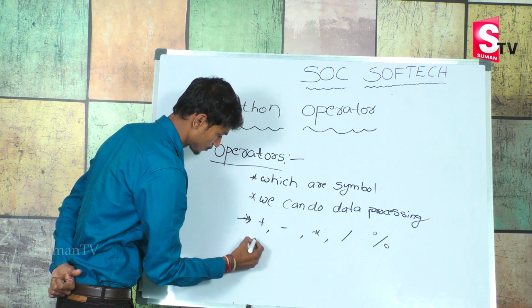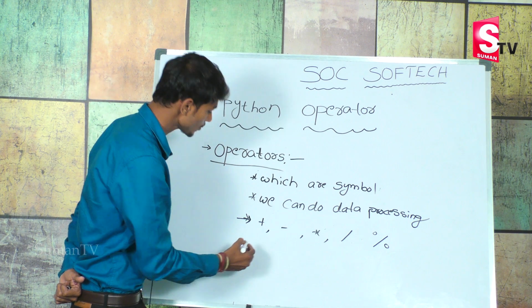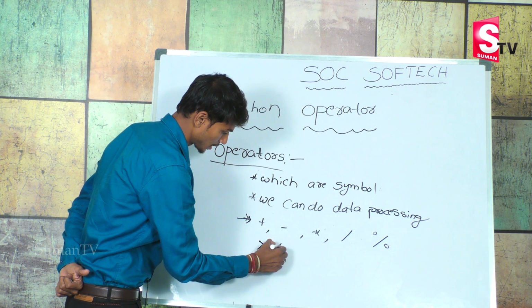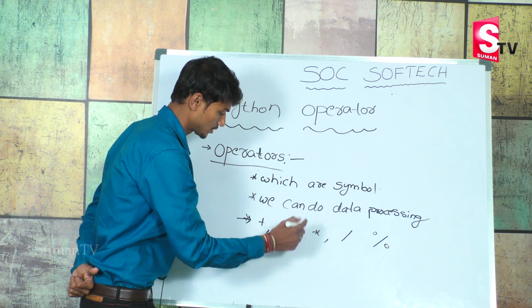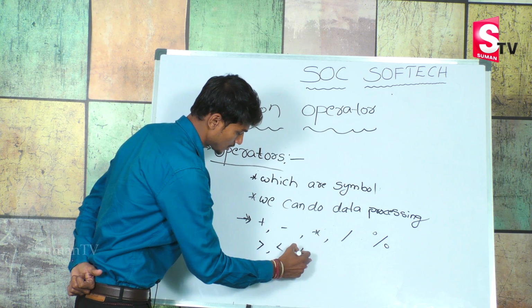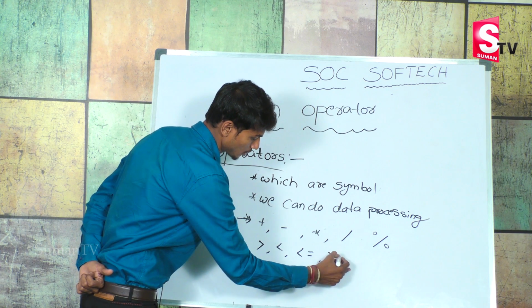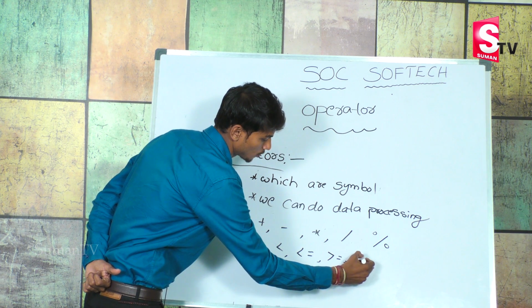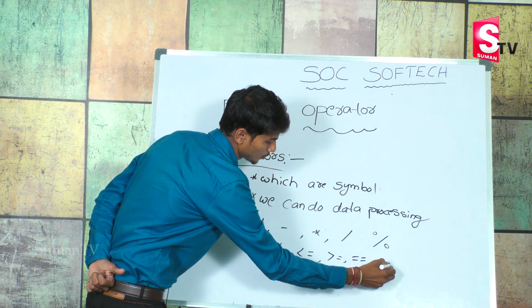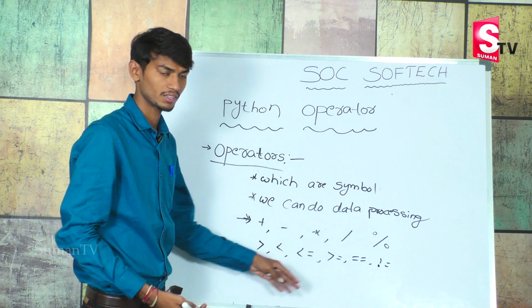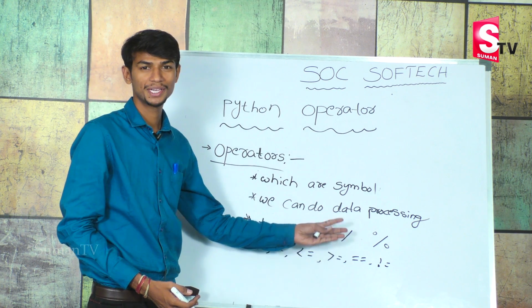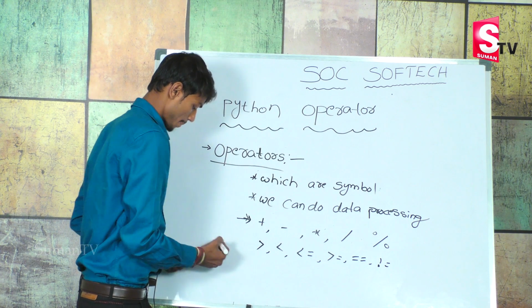And less than symbol, greater than symbol, less than or equal to, greater than or equal to, equal to, not equal to. So we have different kinds of symbols. By using these symbols, we can do the data processing.